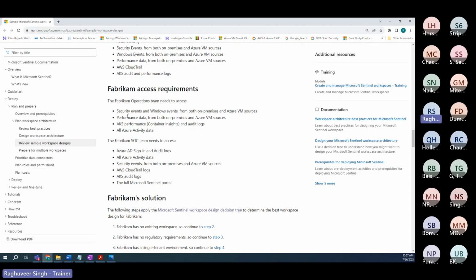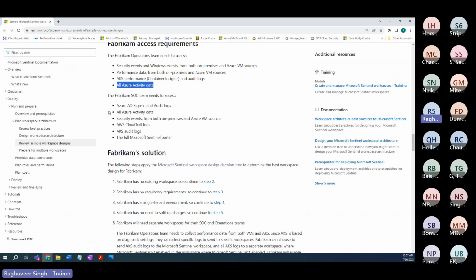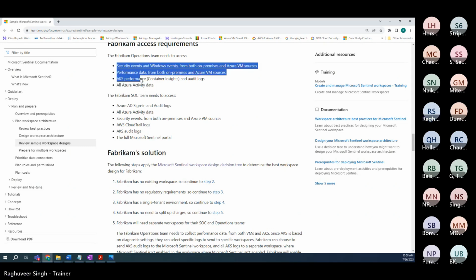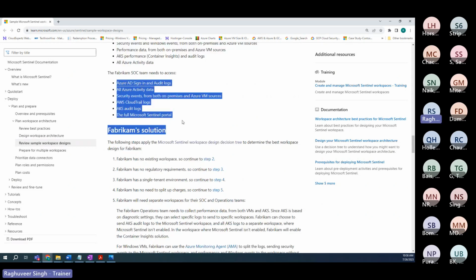I'm saying their operations team needs access to security events and Windows events from both on-premises and Azure, performance data from both on-premises and Azure, AKS performance from containers and audit logs, and/or Azure activity logs, which is good. Now they also need access. So this is the operations team. The operations team needs access to this, and the SOC team needs access to this. They have two separate teams.